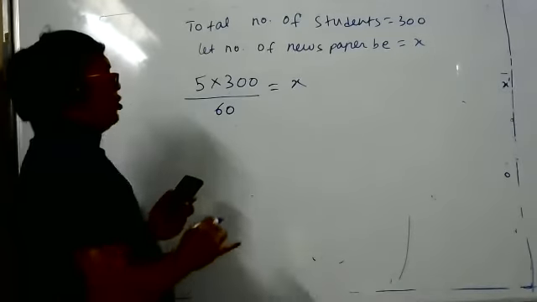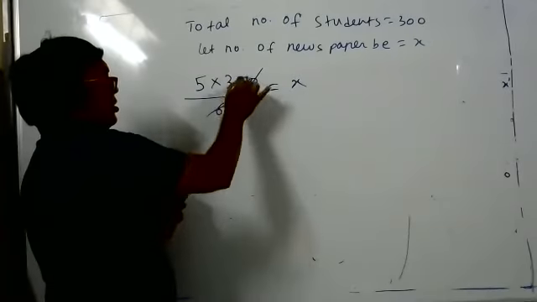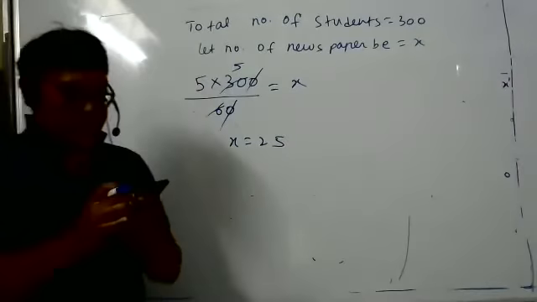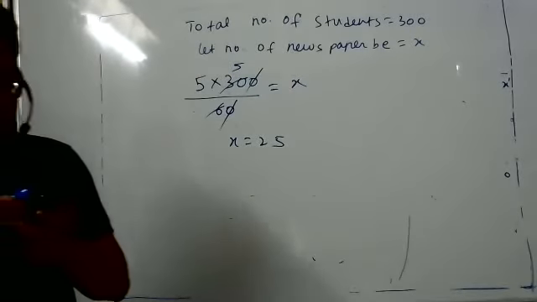So this is the number of newspapers. 6 1 is 6, this is 5. X is 25. 25 newspapers. Copy down, then ask doubts. By that time I will explain.